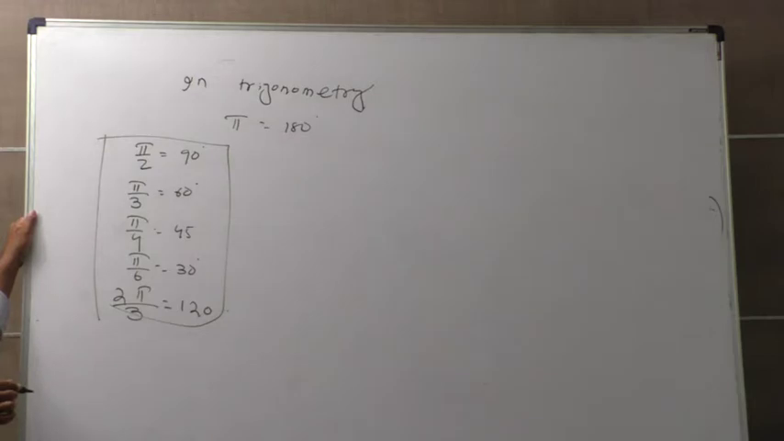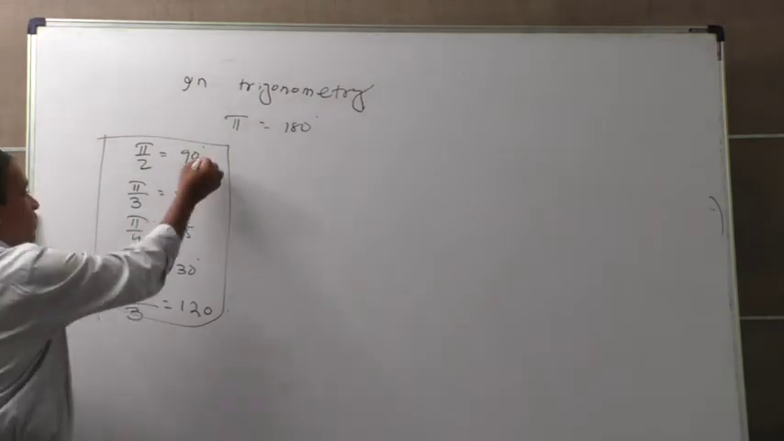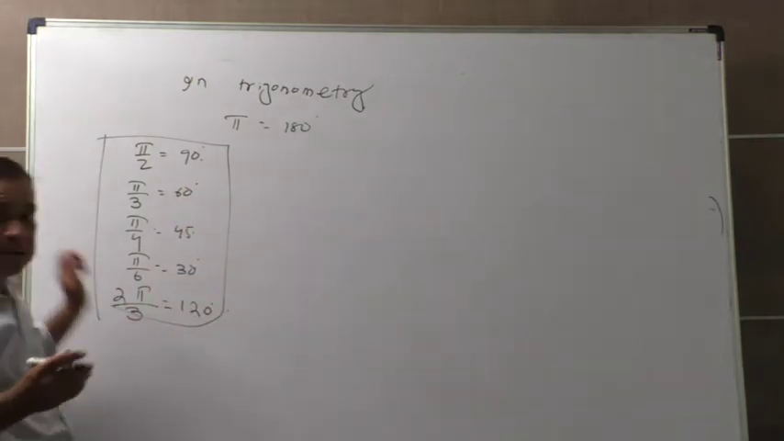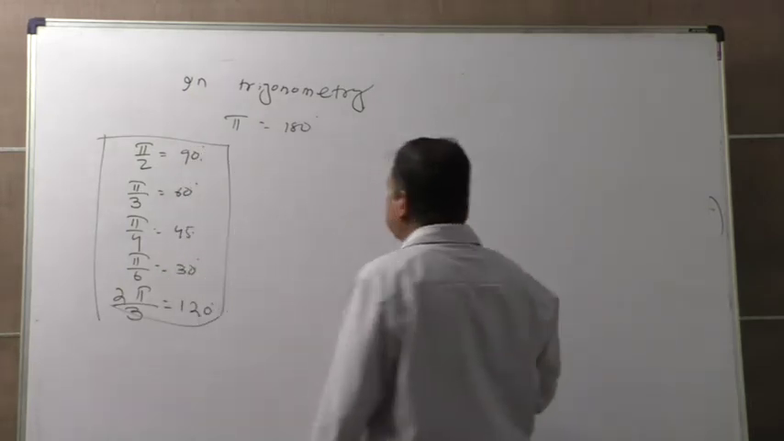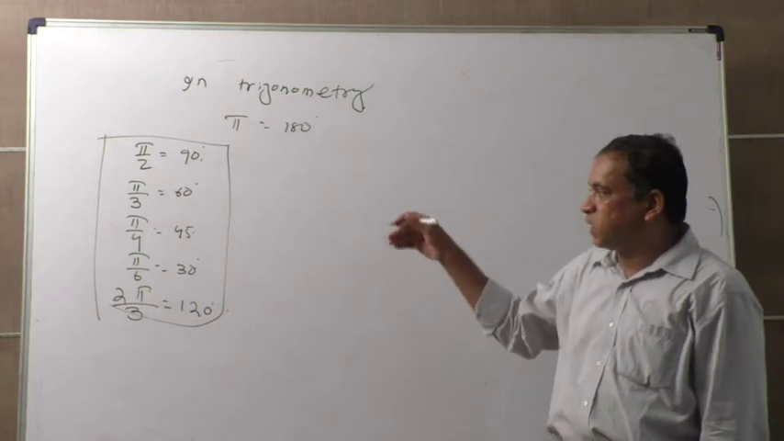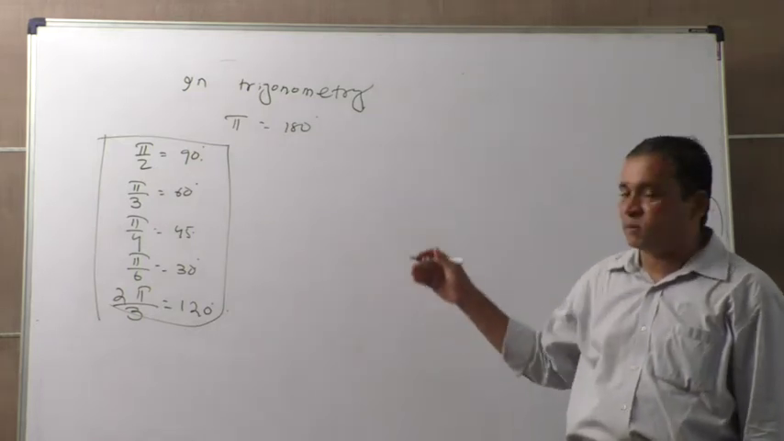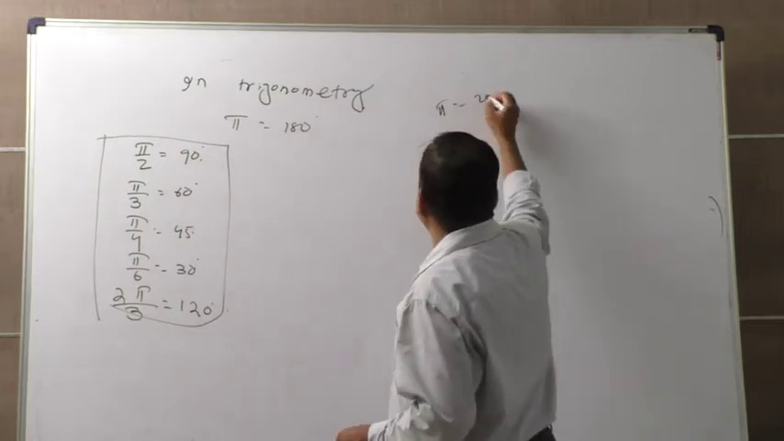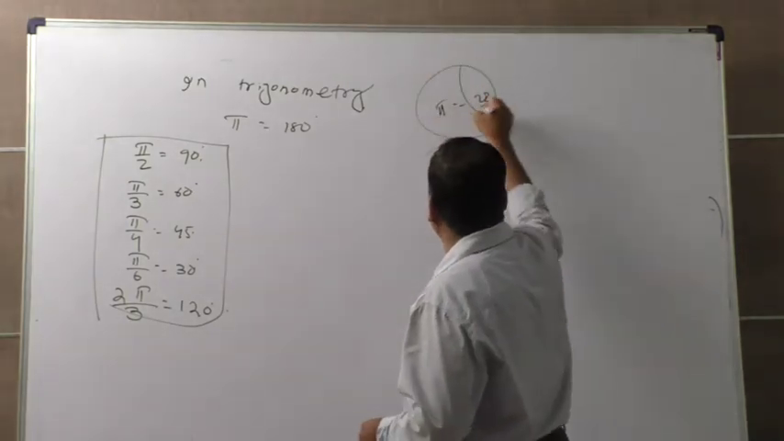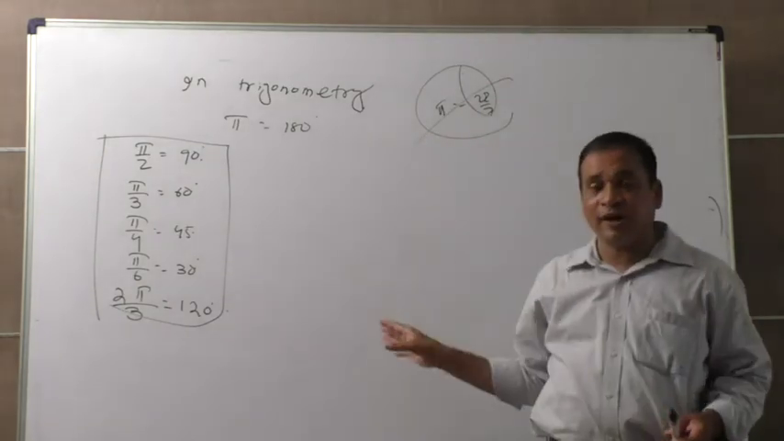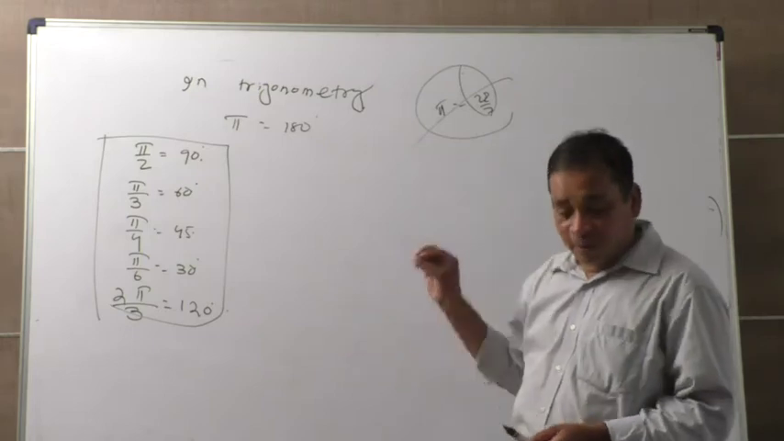So pi by 2 is 90 degree, 60 degree, 45 degree, 30 degree, 120 degree. These 90, 60, 45, 30, 120 are used in class 10 or class 9. But now in class 11 or plus 2, we will use pi by 2, pi by 3, pi by 4, pi by 6, 2 pi by 3. Somebody will ask, pi is 22 by 7? That is in mensuration, not in trigonometry. Pi value 22 by 7 is in mensuration.